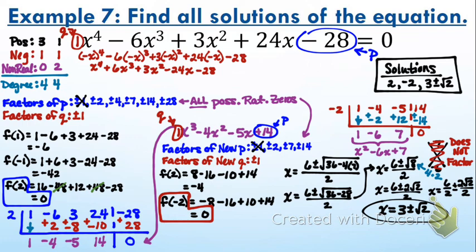So when I look back at Descartes' rule of signs, it is this option right here that ends up being the case for this polynomial. We got 3 positive real roots and 1 negative real root.